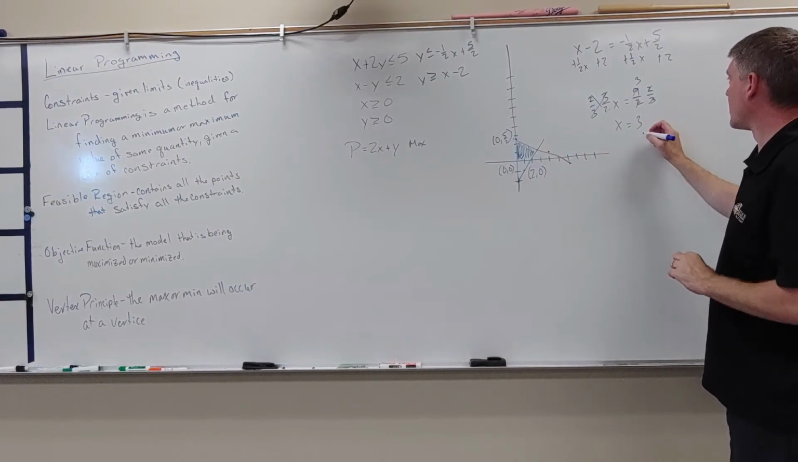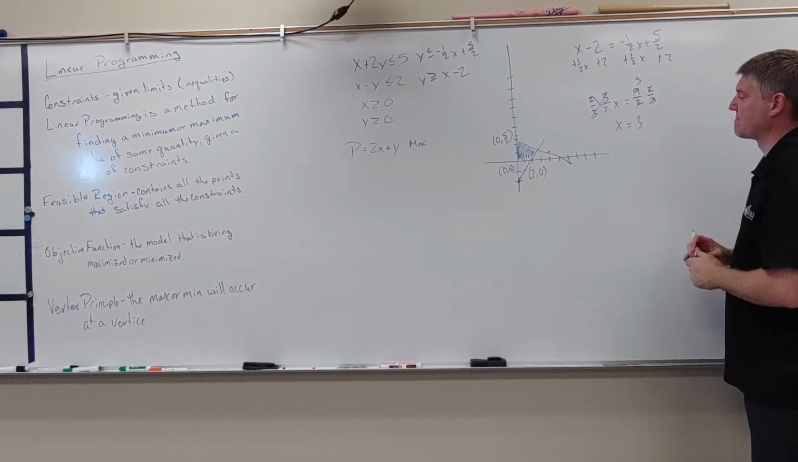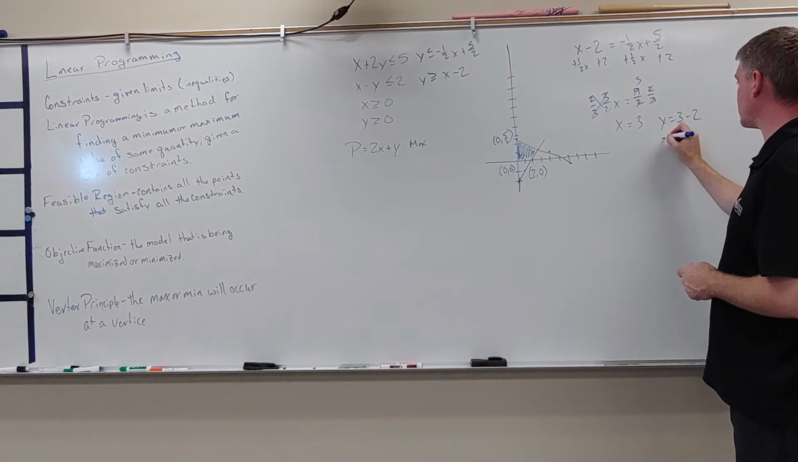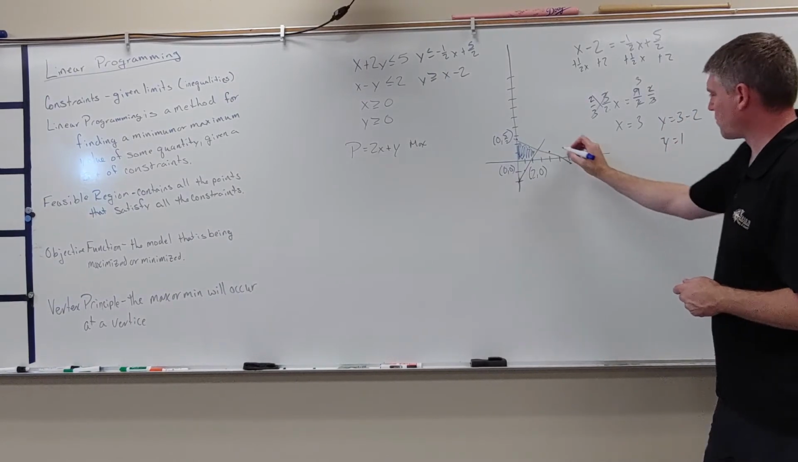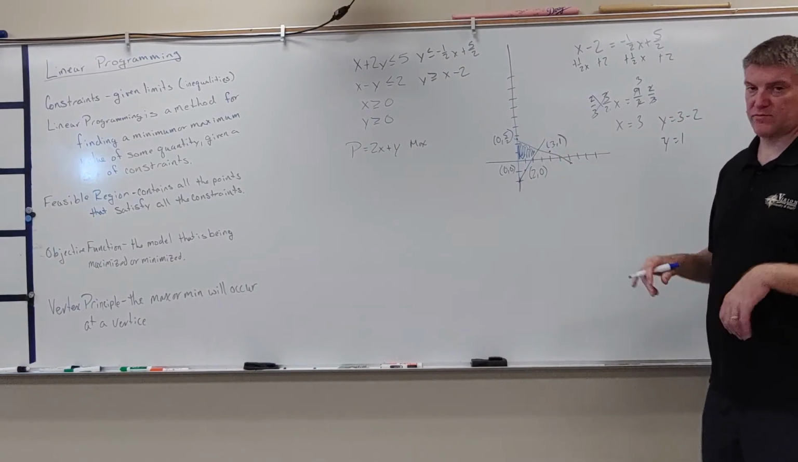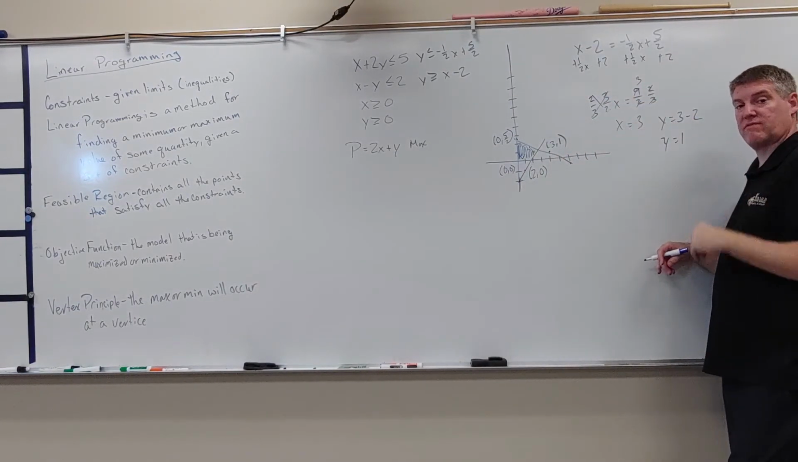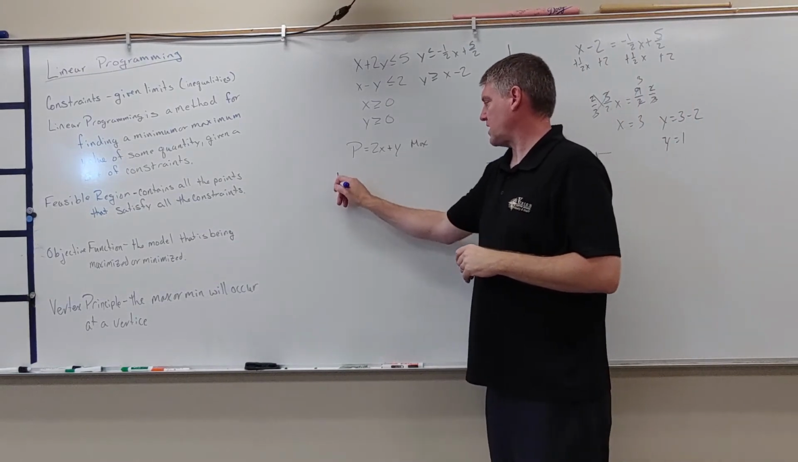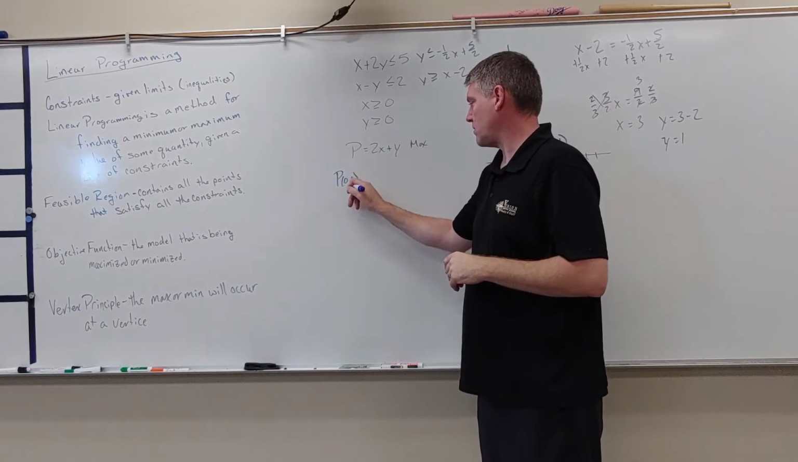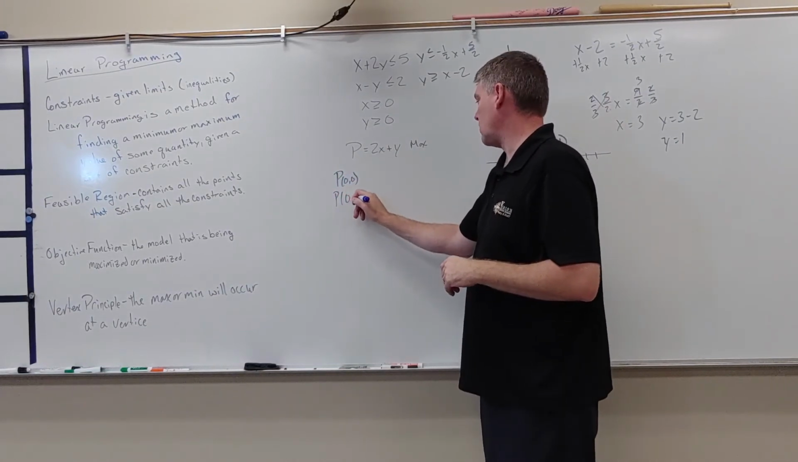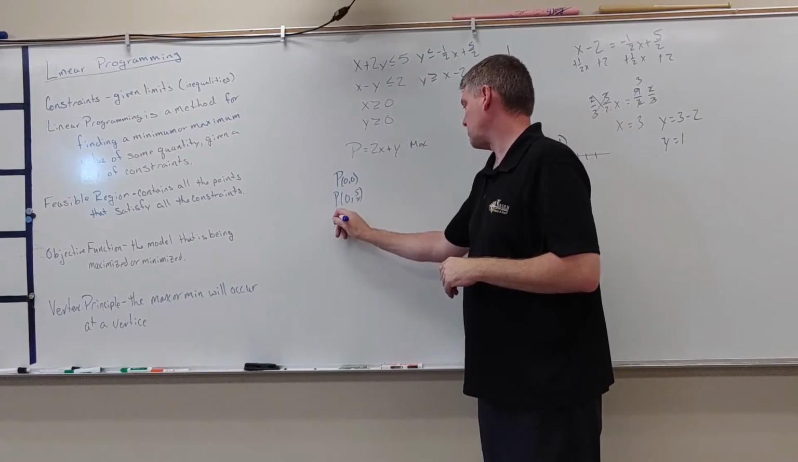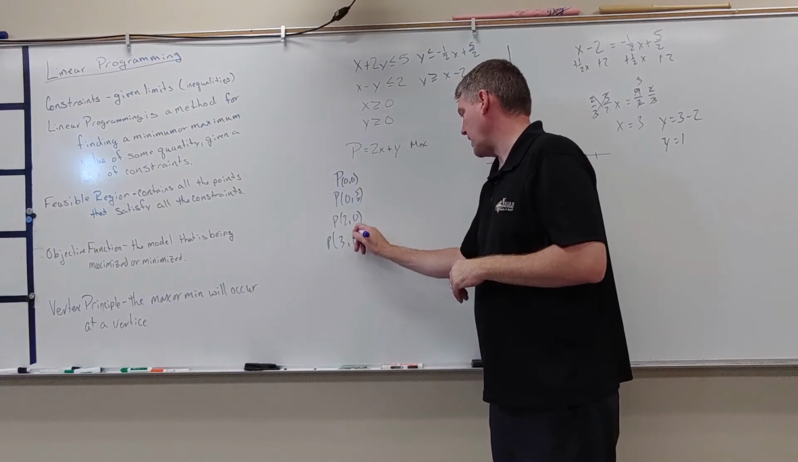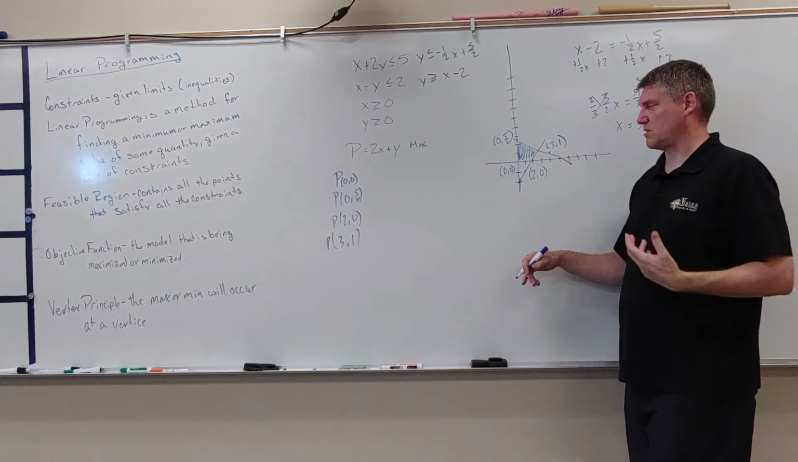Now I need to find my y. My y is equal to 3 minus 2, which is 1. So this point is the point 3, 1. This is working back to previous knowledge that we used with systems of equations. A lot of times I will write P of 0, 0, P of 0, 5/2, P of 2, 0, and then P of 3, 1, and I will test all of them just to see which is the max or min.